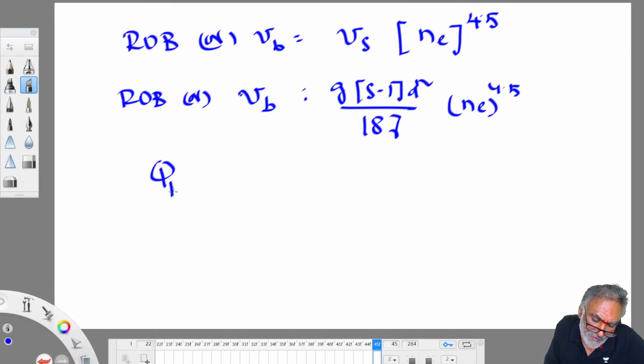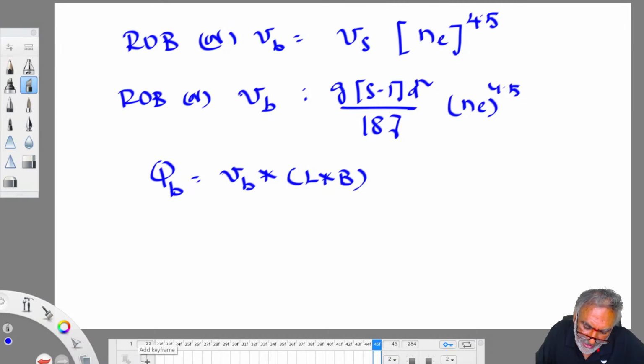Then the backwash water flow rate is equal to the velocity of backwash water into the area of filter, length into B, which will give the discharge of backwash water through the filter media. That also is expected sometimes. So this many things we can work out related to the filter.